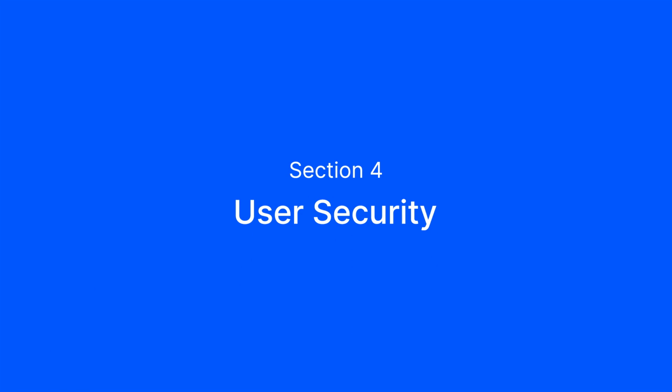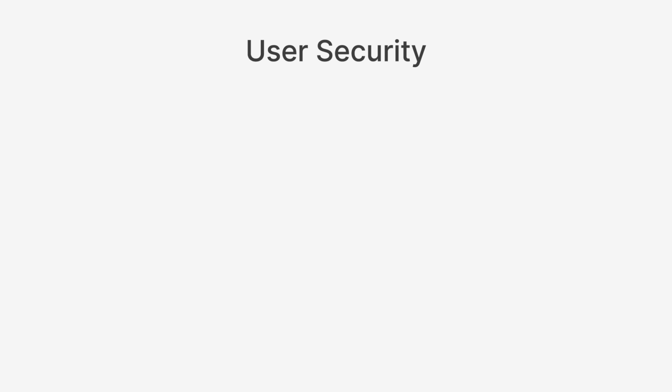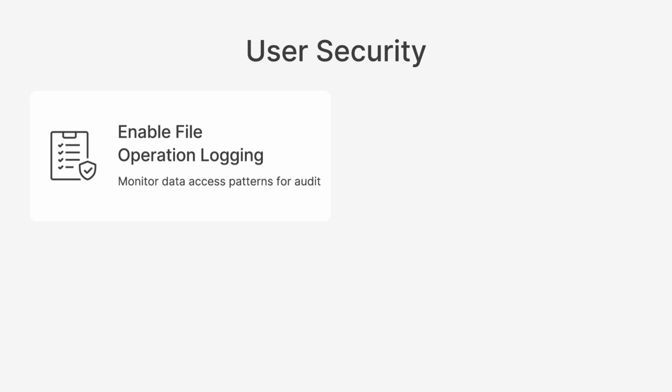Moving on to Section 4 on user security. User security settings are some of the most important settings in your Synology NAS because the users themselves are oftentimes utilized as an attack vector for gaining access to your data. You want to first enable file operations logging so that you can monitor data access patterns for audit, which is a requirement for HIPAA-compliant deployments, so make sure you enable that.